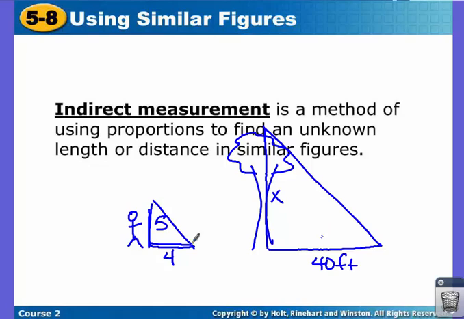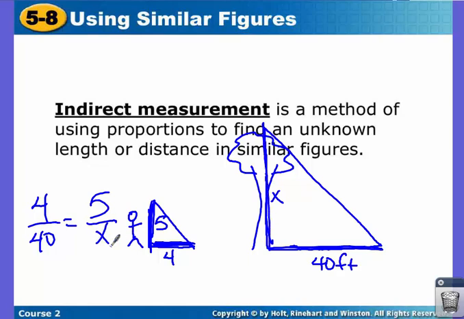So I know this piece, I know the shadow, and the shadow, so I could set up a proportion of 4 over 40 is equal to the height of the person over the height of the tree. We could solve that proportion to find out approximately how tall that tree is, and we find out that it would be approximately 50 feet tall. That is a form of indirect measurement, using similar figures to find out how tall that tree is.